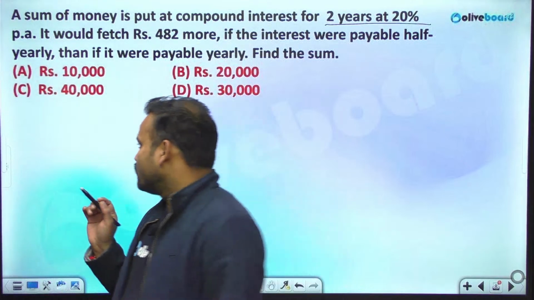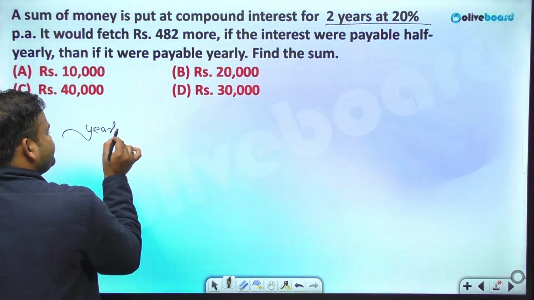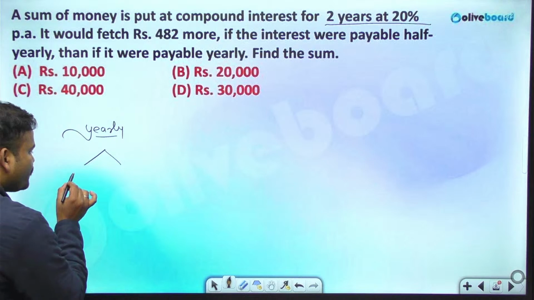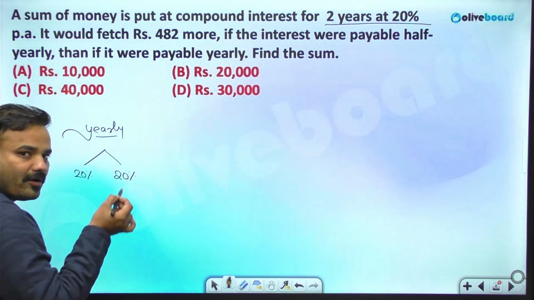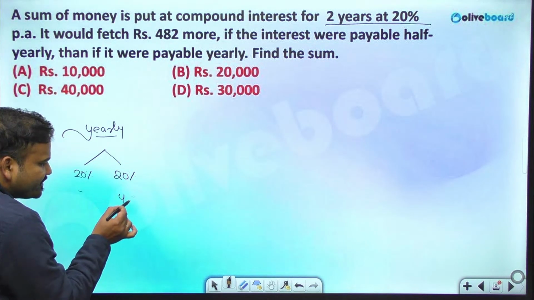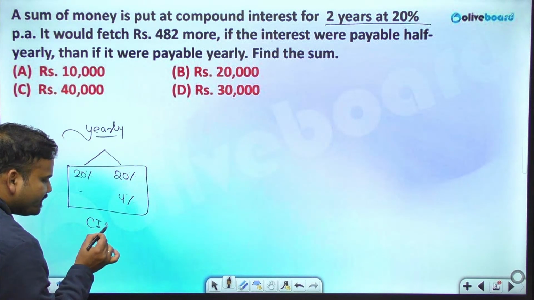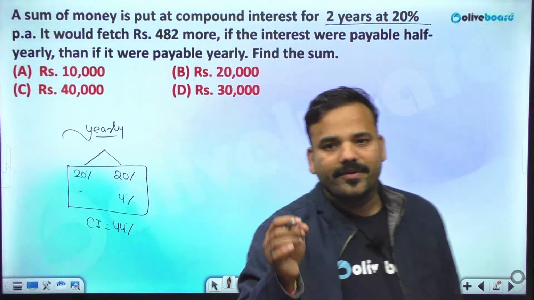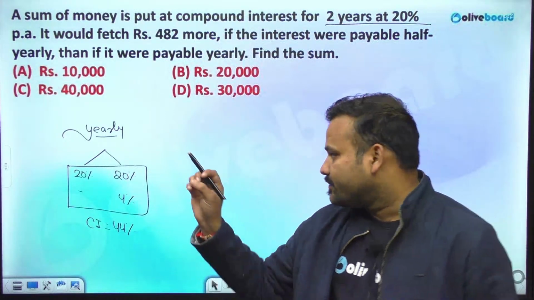Clear? So if the money is put at yearly, what is the effective rate? For the first year it's 20%, for the next year it's again 20%. The property of compound interest is interest calculated on interest. So 20% of 20% will be 4%. So the effective rate of compound interest for 2 years is 44%. At 20% rate of interest for 2 years, compound interest will be 44.